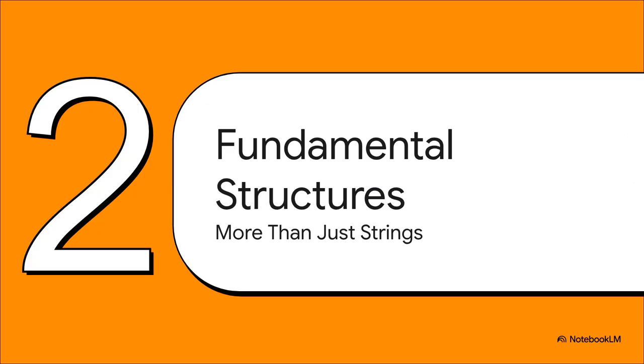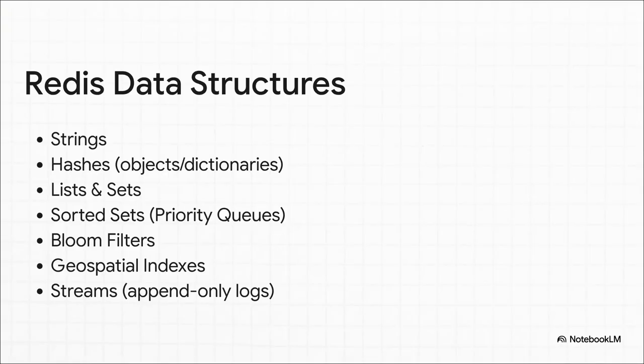Moving right along to Section 2, fundamental data structures, more than just strings. Instead of iterating over rows in a rigid SQL table, Redis actually lets you play with native data structures directly. Sure, you have your basic strings and hashes, but you also get some seriously powerful tools. Things like sorted sets for easily managing ordered data, and Bloom filters for probabilistic checks.